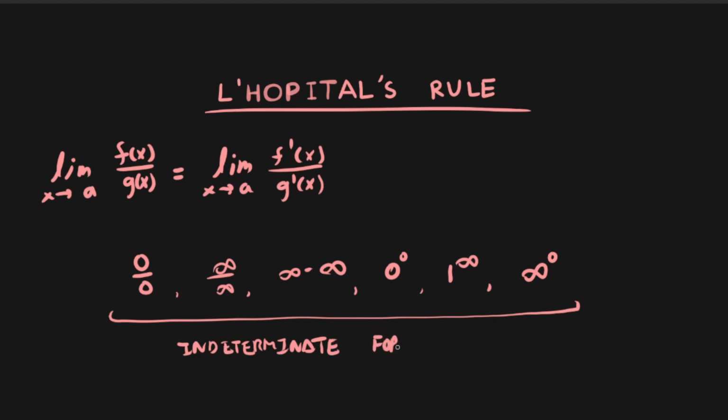So once again, if you plug in a into your function, your f of x over g of x, and you get any of these values, you're going to want to use L'Hopital's rule, which is the limit as x approaches a of f prime of x over g prime of x. And it's pronounced L'Hopital's rule. If you want to annoy people, you can say L'Hospital's rule or something like that. But this is L'Hopital's rule.